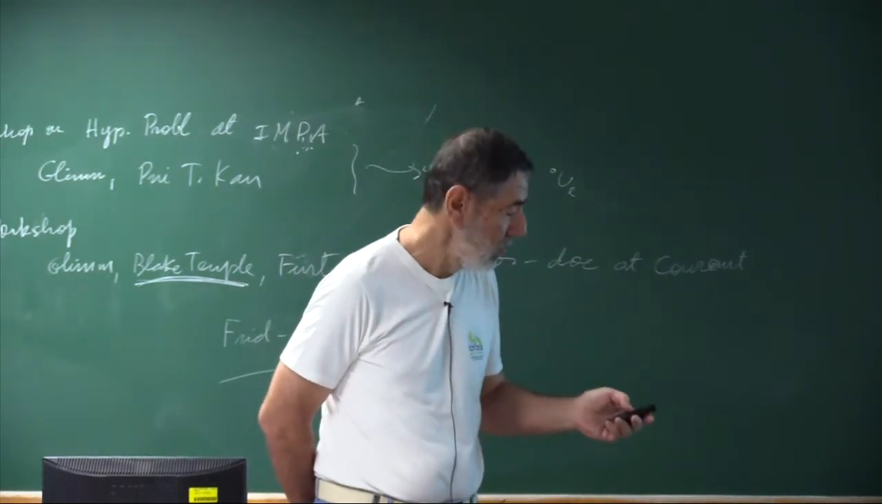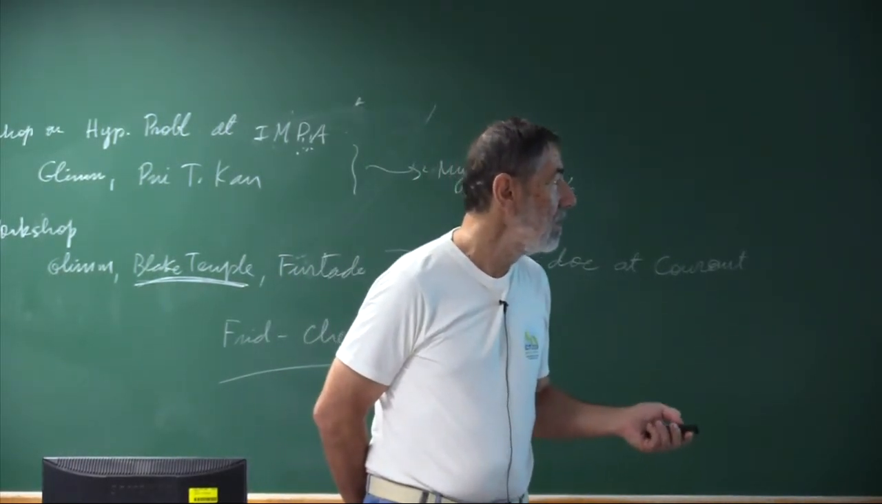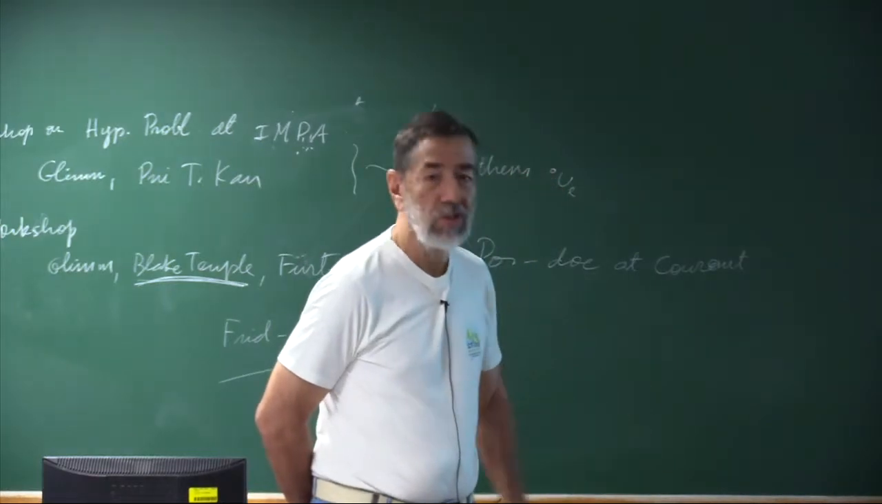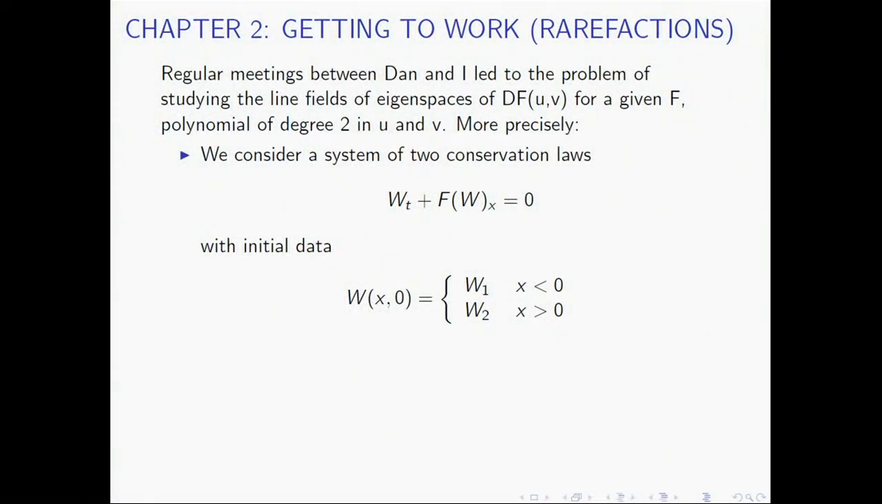Some two or three years later, Dan came to see me and said, "Well, let's talk. I think there is something to be done with that." So we had regular meetings, and Dan explained to me all about these stories about conservation laws and shocks or refraction composites. Finally, it led to the problem I thought I could work on: studying the line fields of eigenspaces of DF for a given F, which is a polynomial of degree 2.